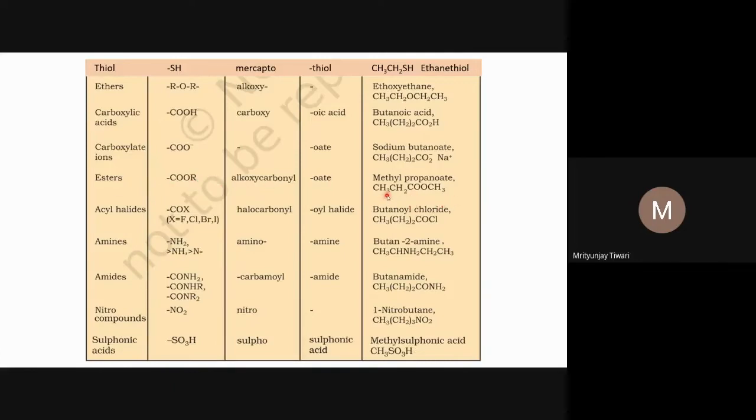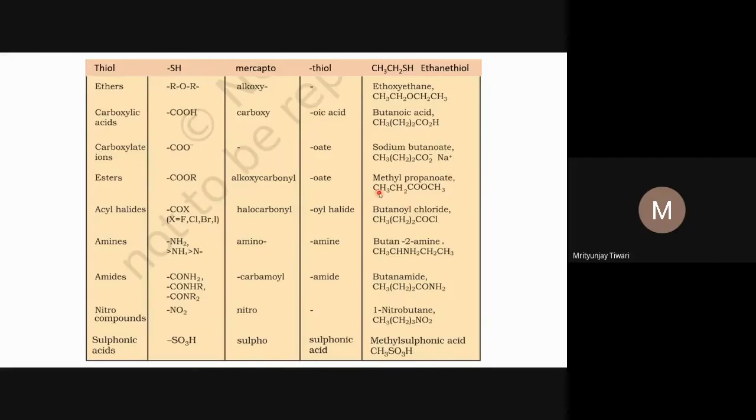If you see this compound CH3CH2COOCH3, up to here, as we saw in the case of the anion, we can consider the name as the carboxylate ion, and then the CH3 group after the O we consider as a methyl group. So this is methyl propanoate. This is methyl, and 1, 2, 3 is propane, and oate, so propanoate. And suppose it was CH3CH2COOC2H5, then it would be ethyl propanoate.